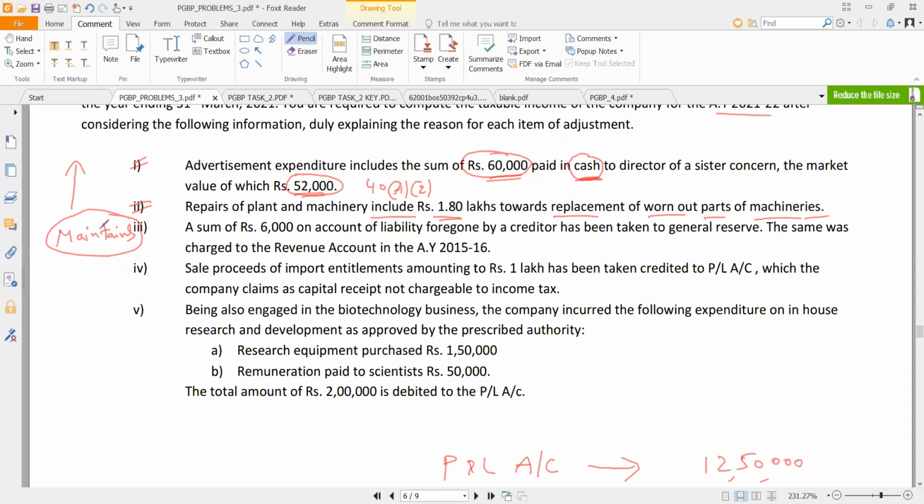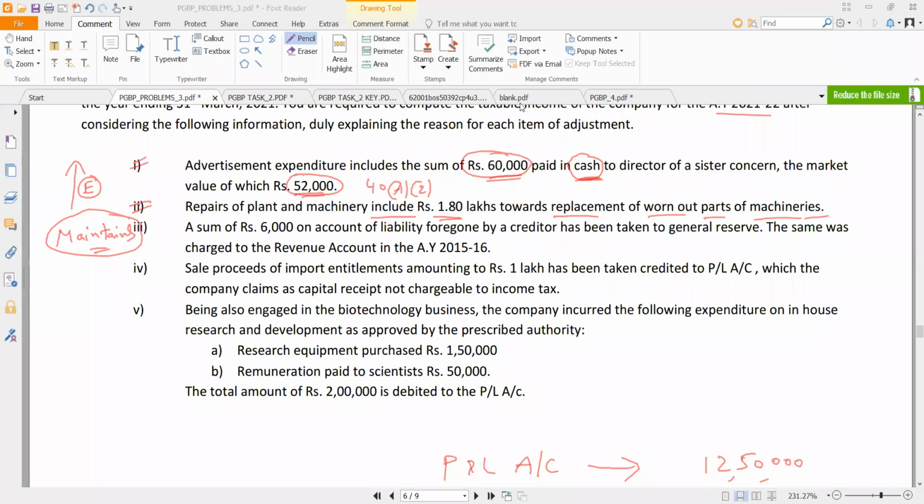For simple understanding purposes, these are the words we can use to understand what is a capital expenditure and what is a revenue expenditure. Capital expenditure will enhance the value of an asset, whereas revenue expenditure maintains the value of the asset as it is for its working. Now, for example, if a car is there, all the tires have become old, the tires are now changed. Do you say it is a capital expenditure or a revenue expenditure?